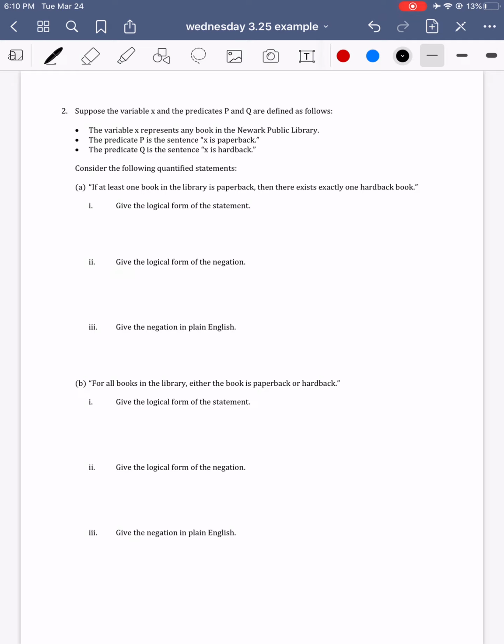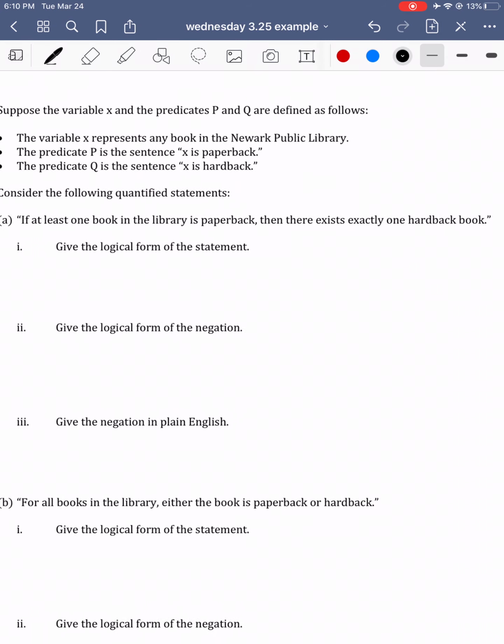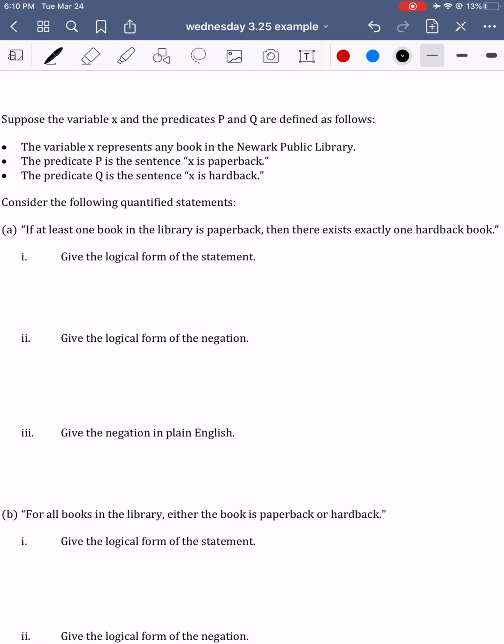For the next one, this one is taking a sentence and putting it into its logical form and then doing the negation of that logical form. So let's go ahead and take a look at these variables and predicates here. Variable X is any book in Newark Public Library, P is a sentence, X is paperback, and Q is a sentence, X is hardback. So the first sentence we have here: if at least one book in the library is paperback, then there exists exactly one hardback book. So we have a lot going on here, but the foundation of this sentence that I see is an if-then statement. So I know I'm going to have an if-then statement involved.